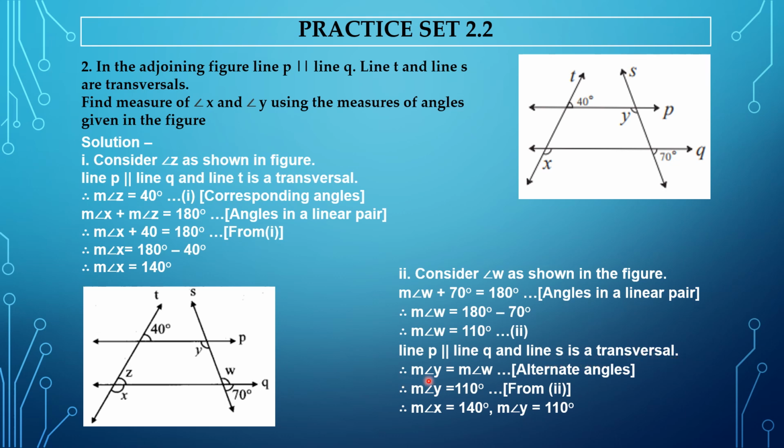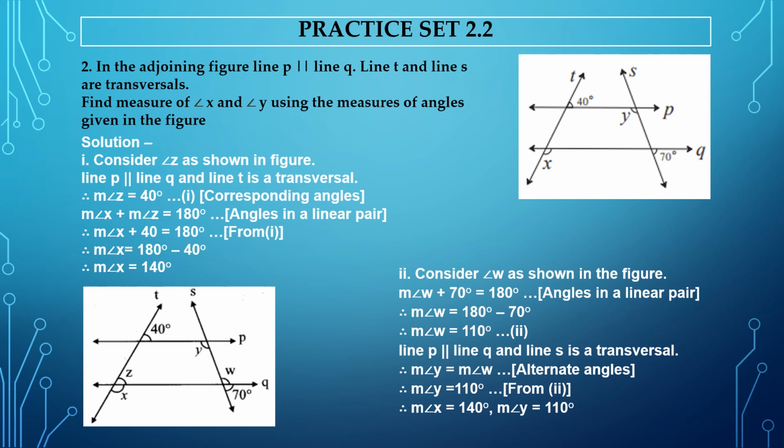Now measure of angle Y equals measure of angle W because the reason is alternate angles. So previously we have found measure of angle W, that is 110 degrees. So therefore measure of angle Y is equal to 110 degrees from 2. We have given here relation number 2. So in the first part we found the measurement of angle X, that is 140, and second we got measurement of angle Y is equal to 110 degrees. So in the final statement, both the angles' measurements you have to write.